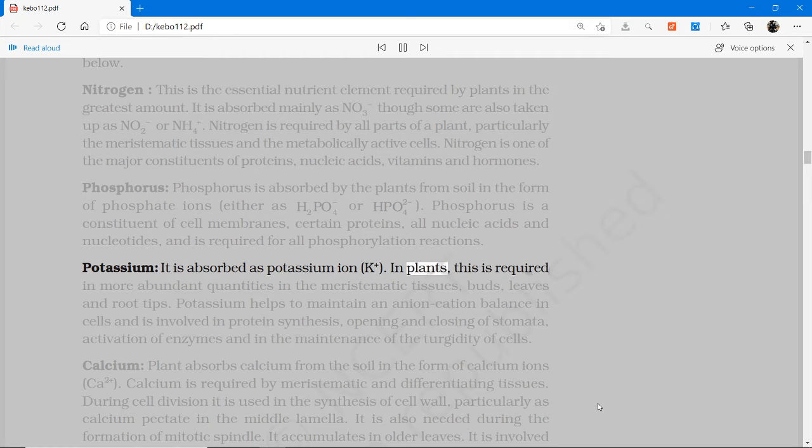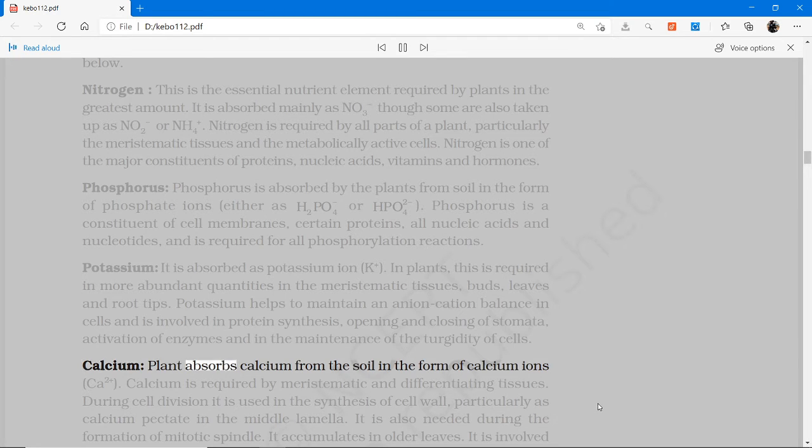In plants, this is required in more abundant quantities in the meristematic tissues, buds, leaves and root tips. Potassium helps to maintain an anion-cation balance in cells and is involved in protein synthesis, opening and closing of stomata, activation of enzymes and in the maintenance of the turgidity of cells.